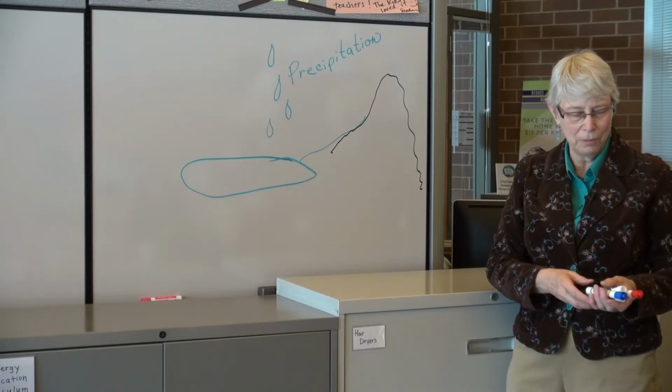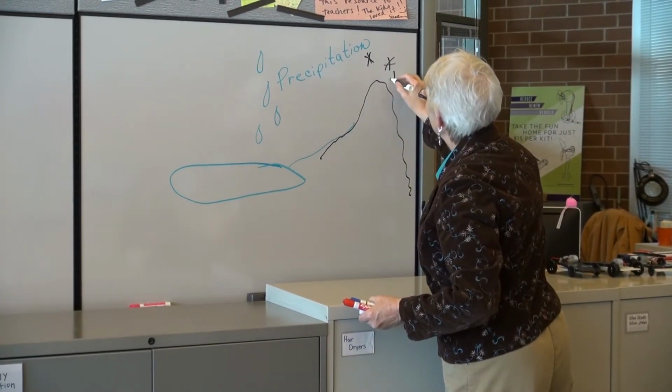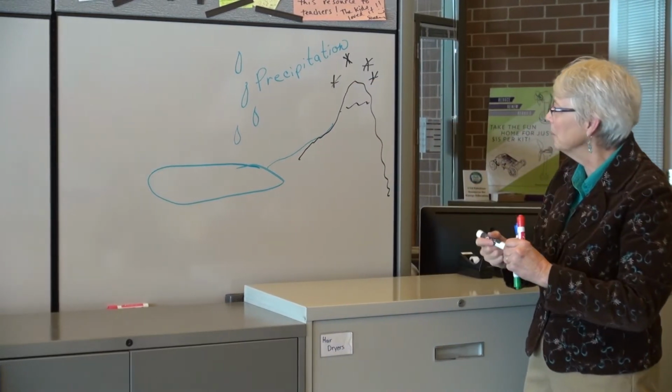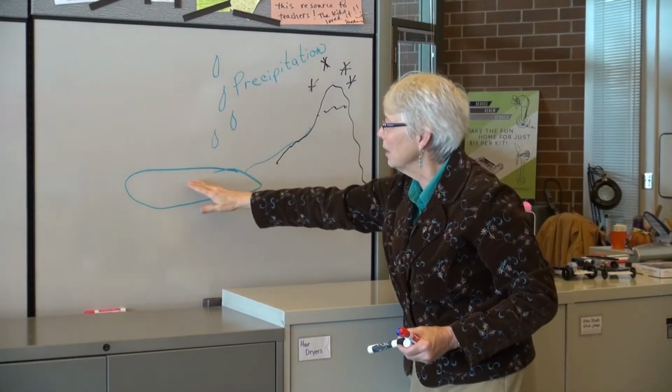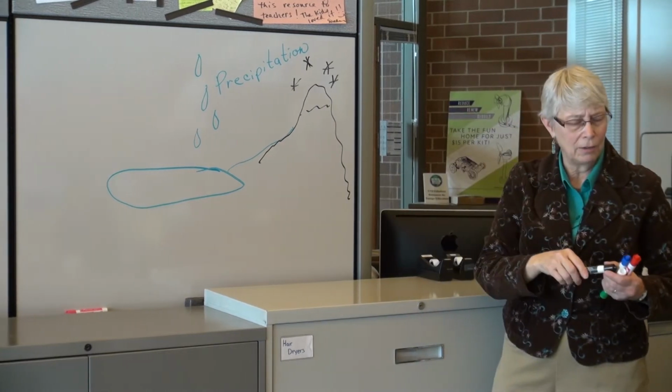So if it's not rain, what else might I have? Might have some snow, and that's why I put a mountain up here, because that way we can have some snow on the mountain. So a little bit of a snowy mountaintop there. Okay, so I've got my precipitation, I've got my water cycling down into the lake, but how do I get it back up into the sky again?